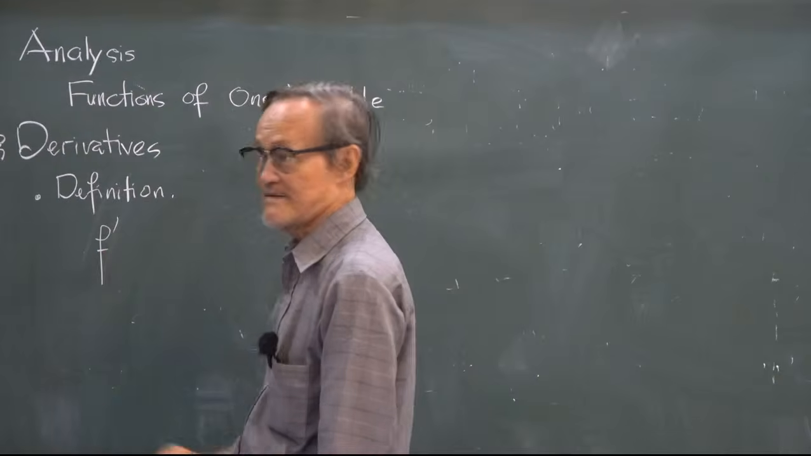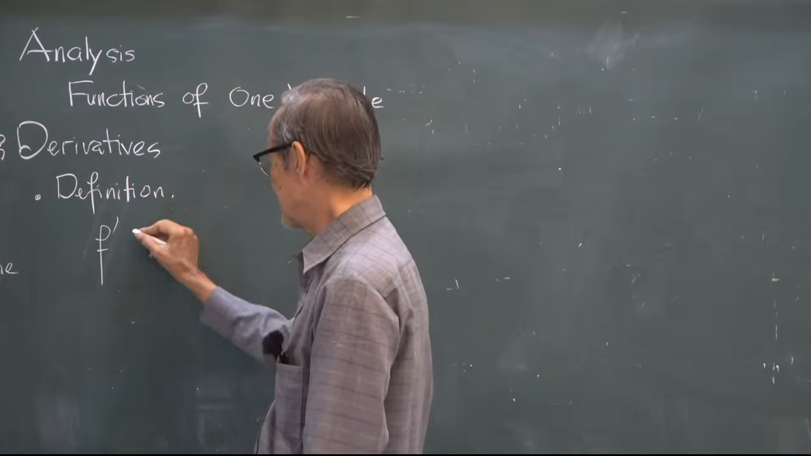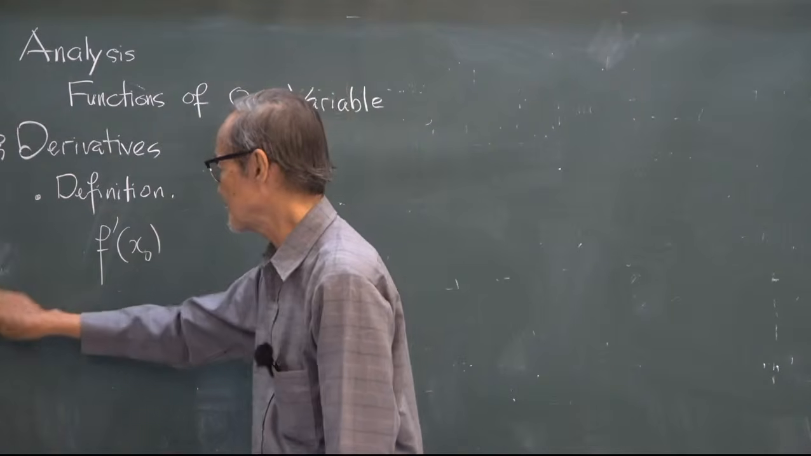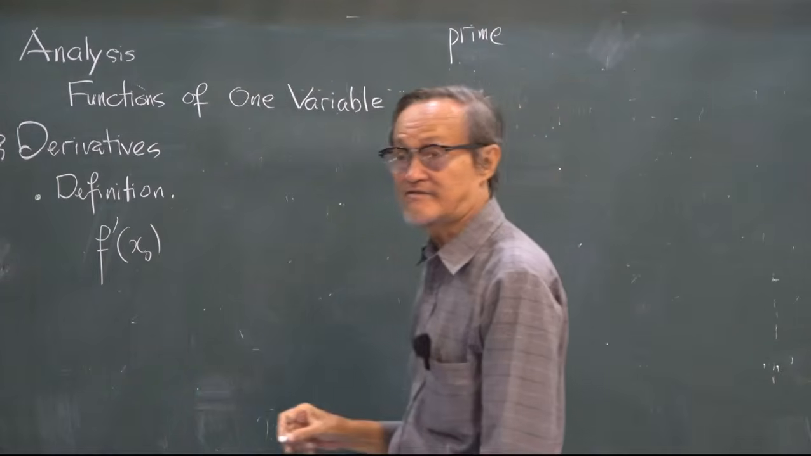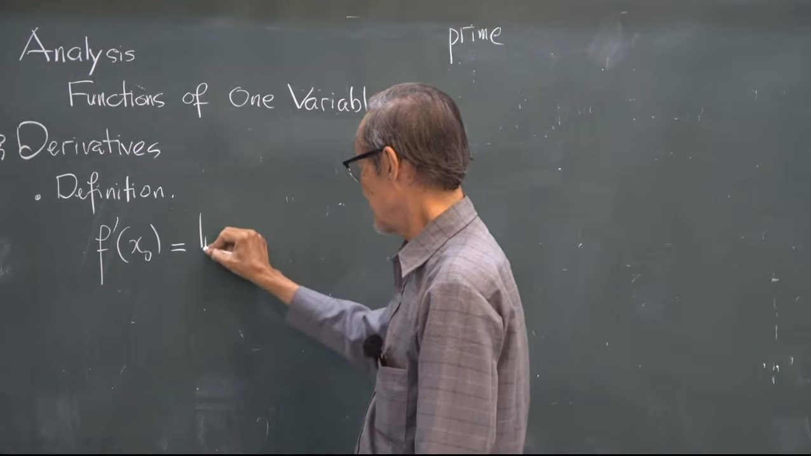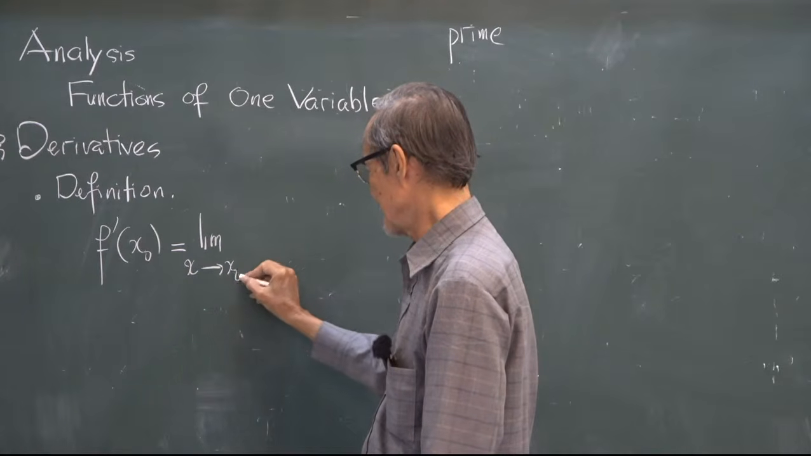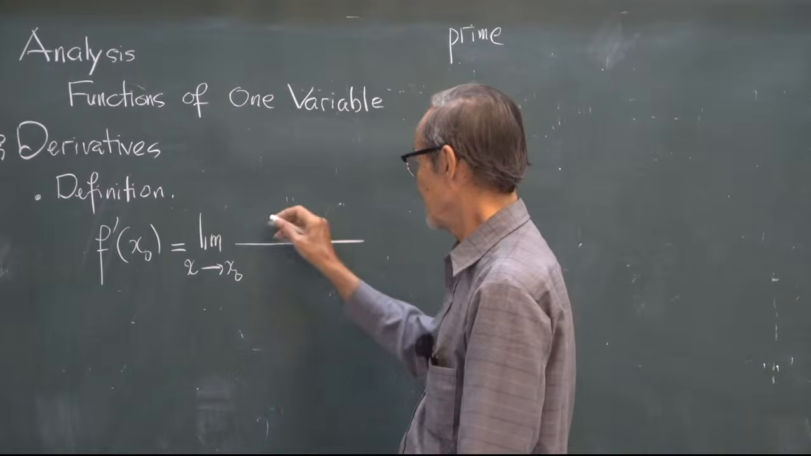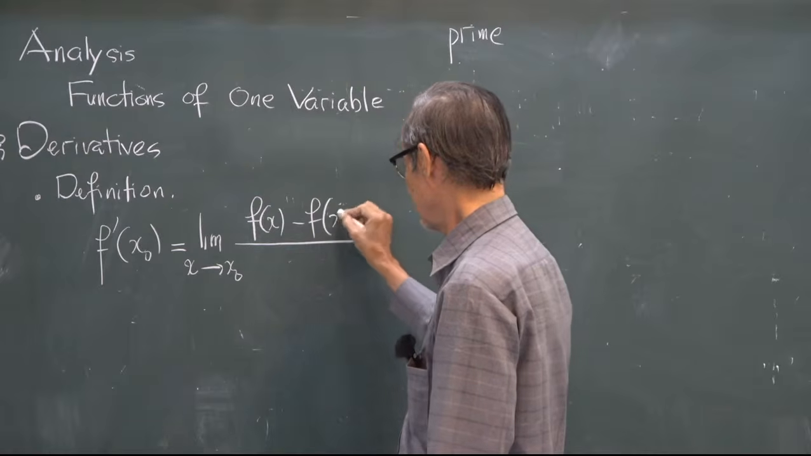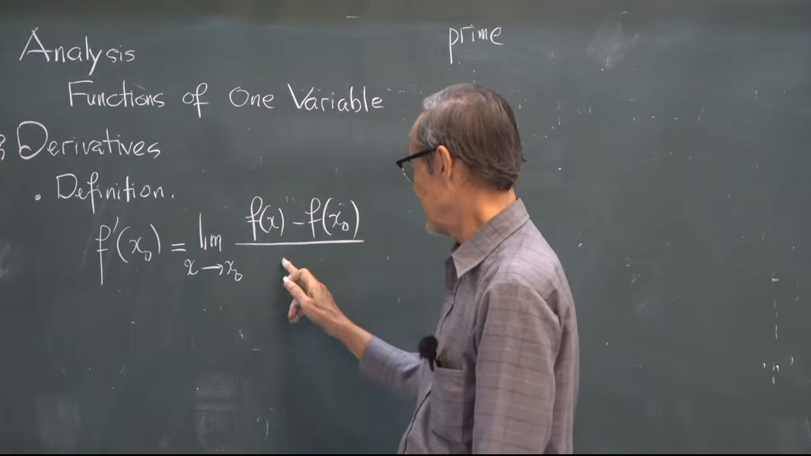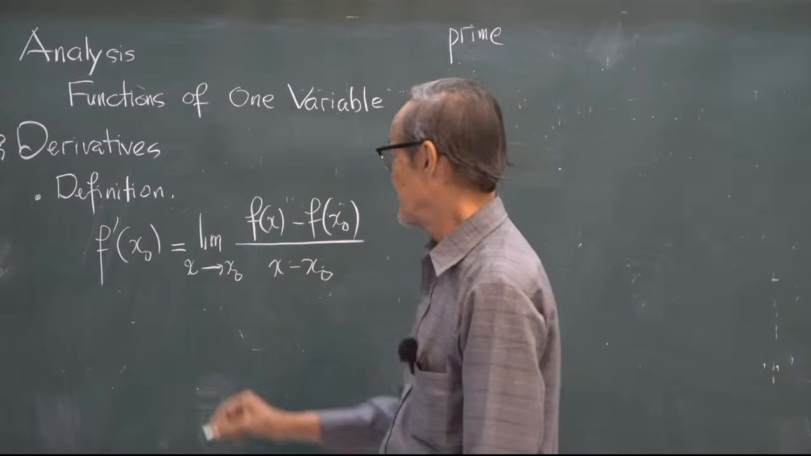F prime at x0 is defined by the limit as x tends to x0 of the numerator f of x minus f of x0, and denominator x minus x0. Definition.